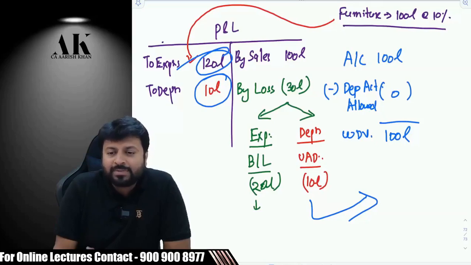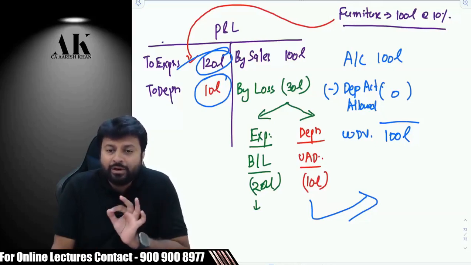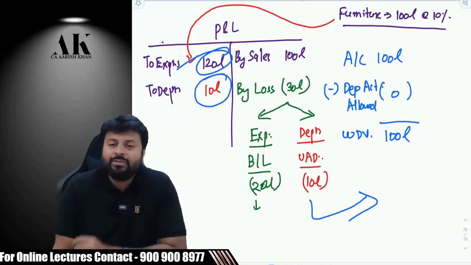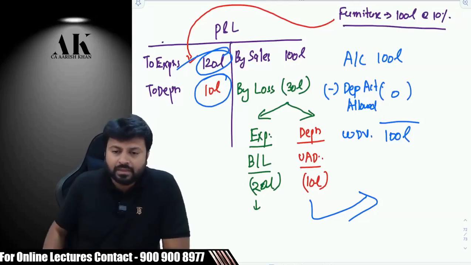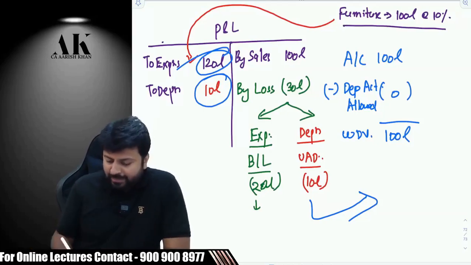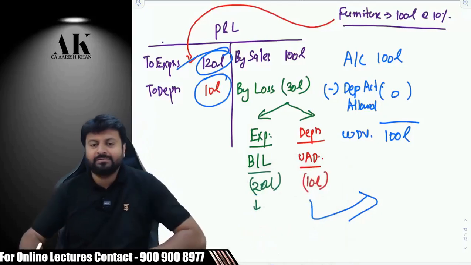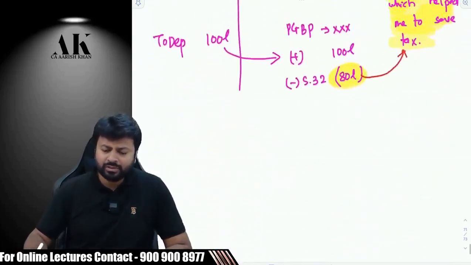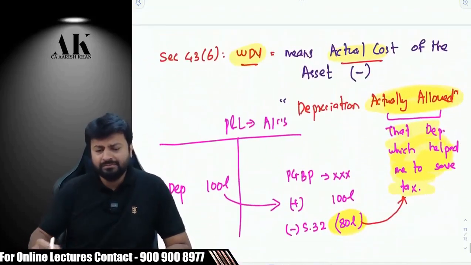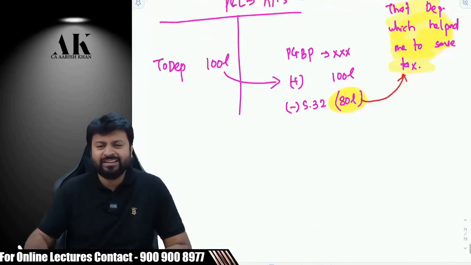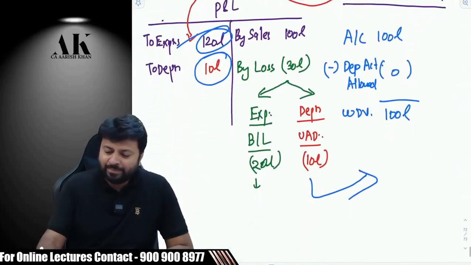Therefore, if I go as per the regular definition, actual cost minus depreciation actually allowed, the depreciation actually allowed is nil. WDV is 100 and I will take a dual benefit in the next year. So the government of India came up with an explanation below section 43(6). Should they make some amendment? Below 43(6), they brought one explanation.